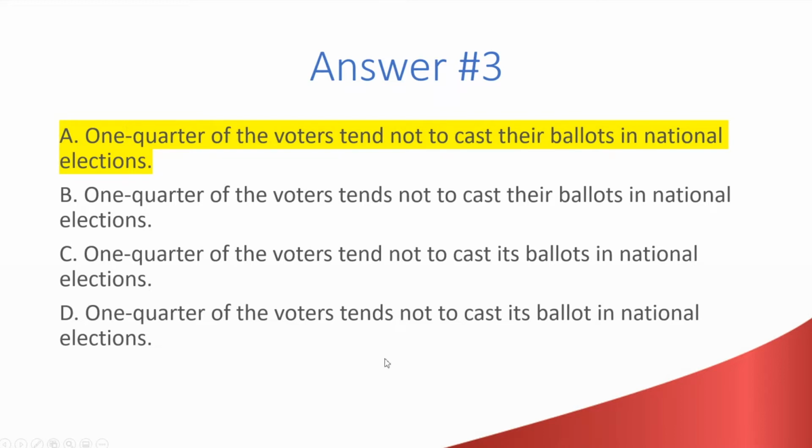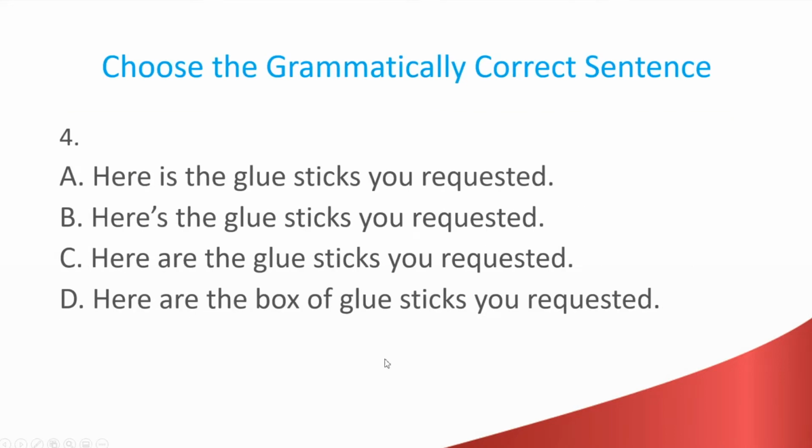So, okay, number 4. A, here is the glue sticks you requested. B, here's, with an apostrophe S, the glue sticks you requested. C, here are the glue sticks you requested. D, here are the box of glue sticks you requested. So I'll just give you a minute to look at those and think about them.